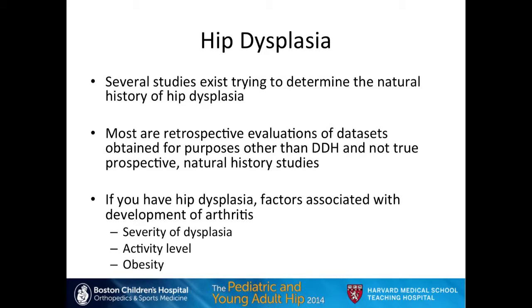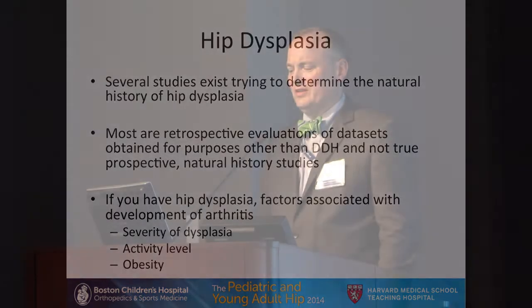So to answer that question, several studies exist trying to determine the natural history of hip dysplasia, and most are really retrospective evaluations of data sets obtained for a purpose other than DDH we talked about, and aren't really true prospective natural history studies, unfortunately. If you have hip dysplasia, though, the factors that have been associated with development of arthritis in some of these studies include those you see here.